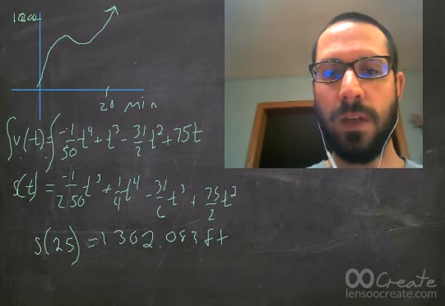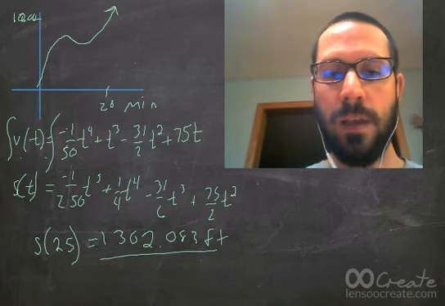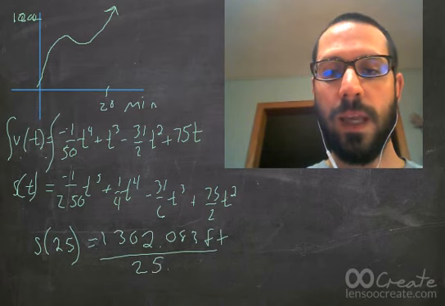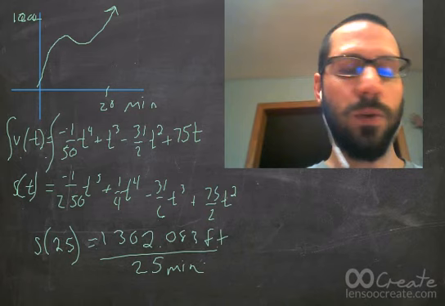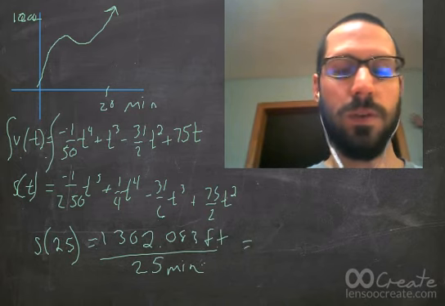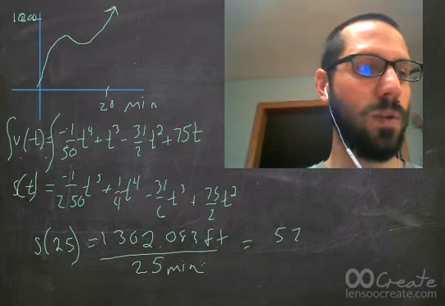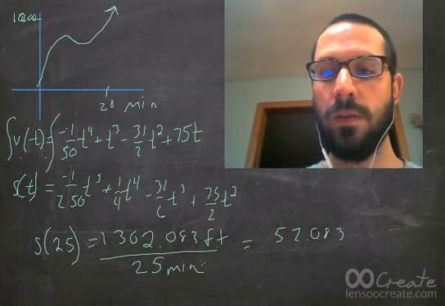Then it says, determine his average velocity. If he went 1,302 feet in 25 minutes, we can get feet per minute by dividing. So his average velocity was 52.083 feet per minute.